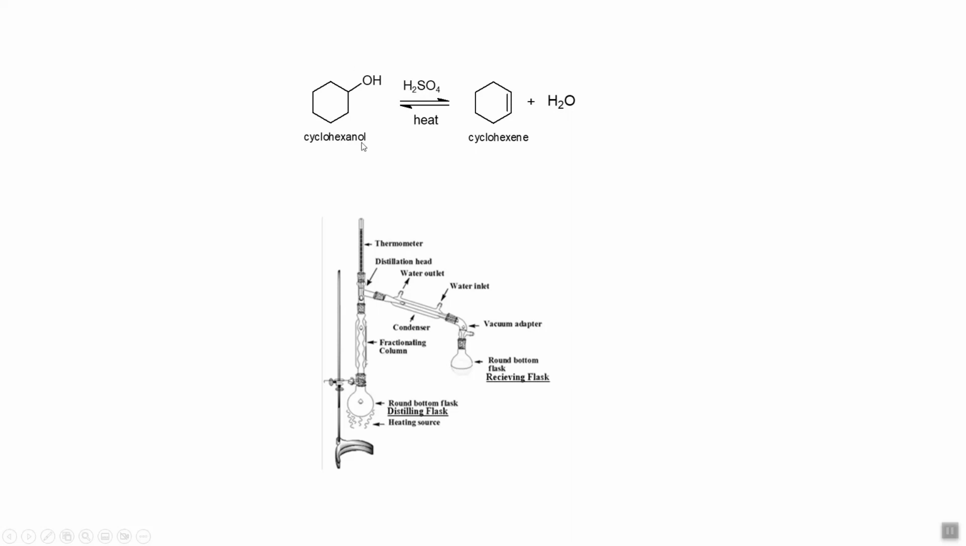We're going to do an elimination reaction of cyclohexanol using a sulfuric acid catalyst, which is regenerated during the reaction, and we're going to form cyclohexene. There's a few practical things to note here. The first thing is we're going to use a strong acid, so you need to be mindful of the safety hazards of using a strong acid.